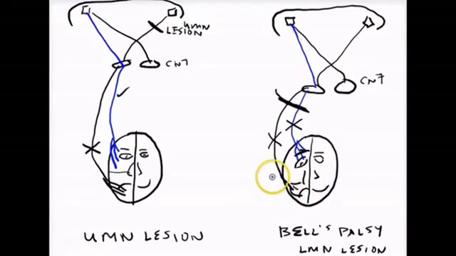Okay, so that's the difference between an upper motor neuron lesion, above the cranial nerve 7 nucleus, and a lower motor neuron lesion. If you keep those important points in mind, that we have ipsilateral innervation to the upper portion of the face and contralateral to the lower portion, and then think back to where the lesion occurred, you'll be able to figure out whether or not there will be sparing of the upper portion of the face.